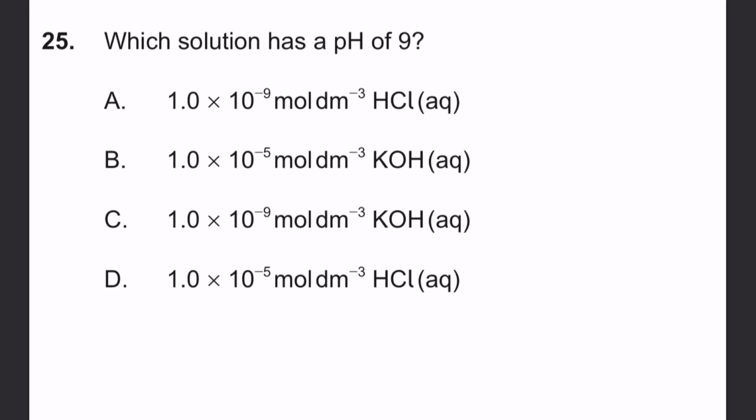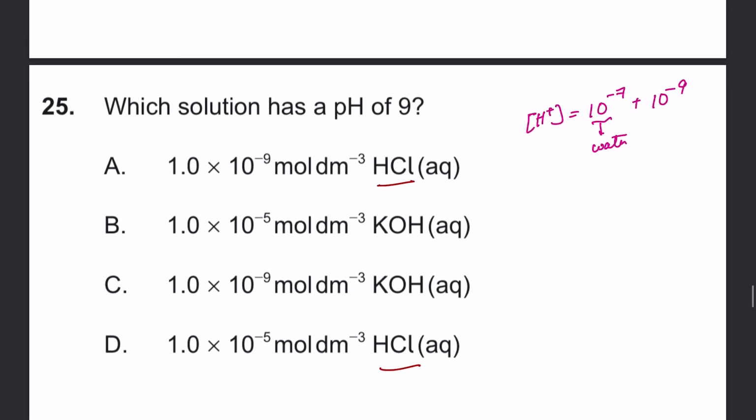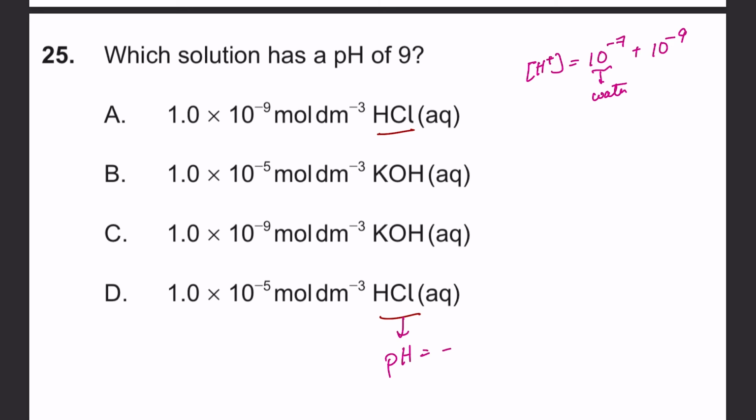On question 25, which solution has a pH of 9? Now, whenever you have an acid, that is HCl, the pH will always be less than 7. Here you have 10 to the power minus 9 mole per dm cube of HCl aqueous. So the total H plus concentration will be 10 to the power minus 7 plus 10 to the power minus 9. This 10 to the power minus 7 comes from water. In water, you have 10 to the power minus 7 concentration of H plus and 10 to the power minus 7 concentration of OH minus. And here you can say directly that the pH is minus log of 10 to the power minus 5. This is 5. So option A and option D cannot be the answers.